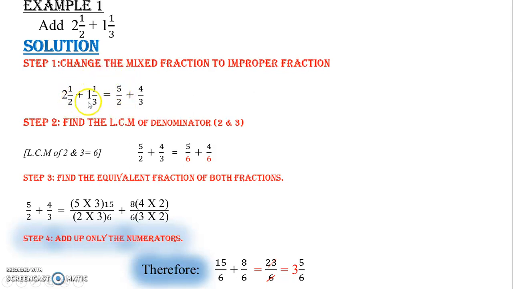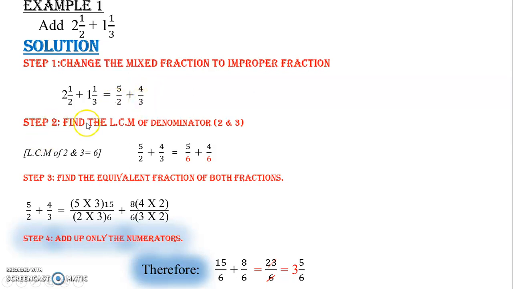So do the same for the second fraction. So this times this plus this. So 3 times 1, that's 3. And 3 plus 1, that's 4. And that is our second fraction, 4 over 3.